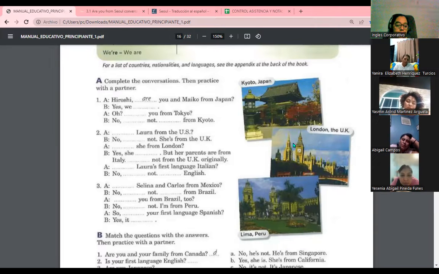Okay, ahora, ¿qué me falta? Is. Aquí vamos. Is she from London? Very good. Is she? Ahora sí. No vamos a decir el nombre, sino que aquí ya tenemos she, entonces solo me falta just the verb be. Ajá. Is, ¿verdad? She from London. Very good. Ajá. ¿Cuál sería en la siguiente?